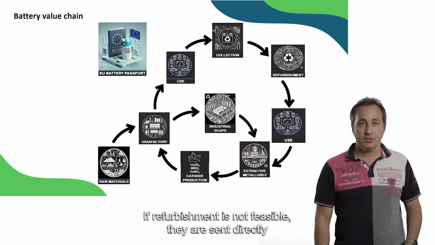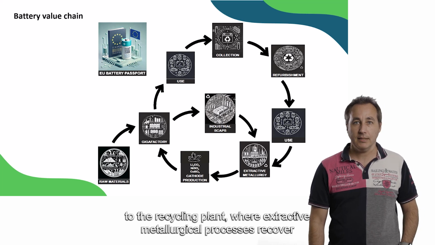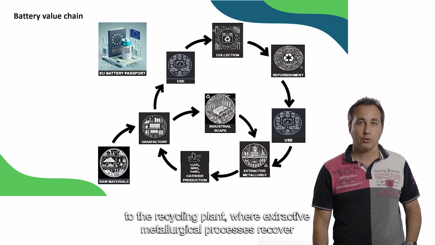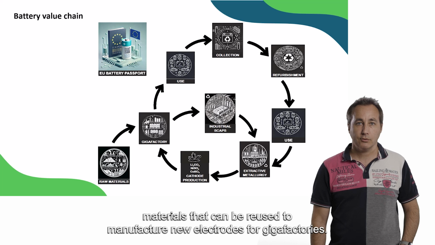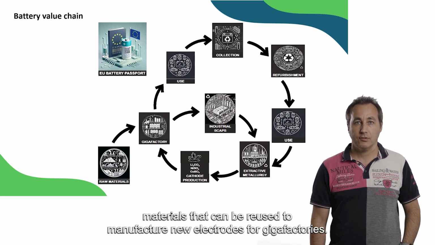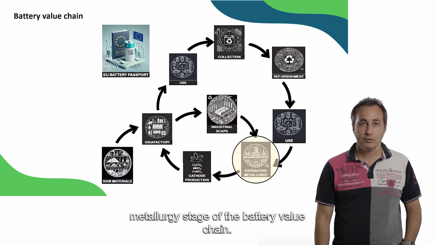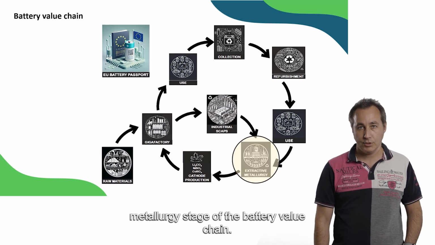If refurbishment is not feasible, they are sent directly to the recycling plant where extractive metallurgical processes recover materials that can be reused to manufacture new electrodes for gigafactories. We are going to focus on the extractive metallurgy stage of the battery value chain.